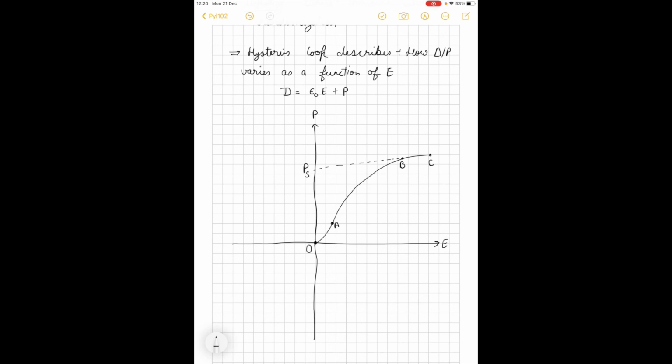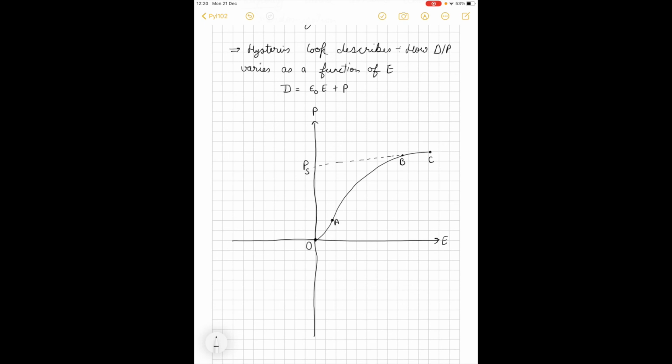Imagine now when we decrease the electric field. Instead of following the same path that we came back, what happens? There is a substantial polarization which remains in the system. So meaning that even if I come back from C to B, and go further, instead of going to O, I'll go somewhere which is, let's say, this point is D.